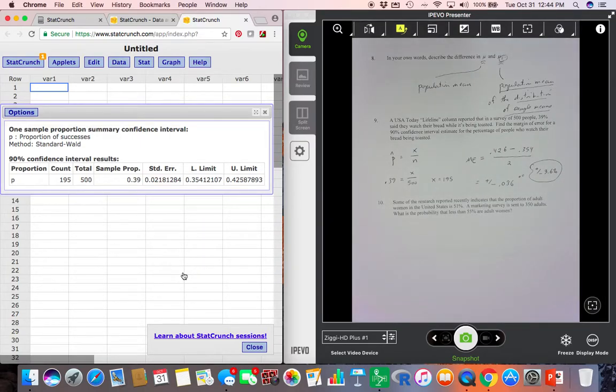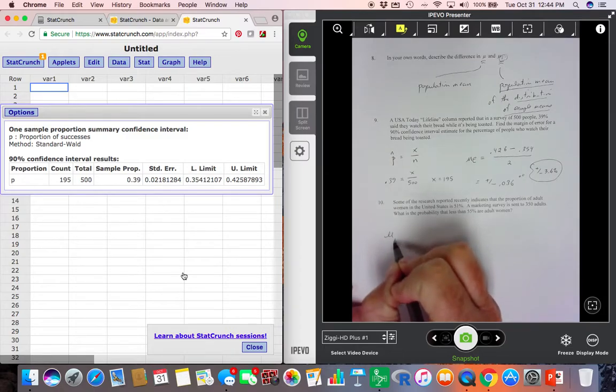All right, number 10, some of the research reported recently indicates that the proportion of adult women in the United States is 51%. I don't know what that means. So I guess of all the adults, 51% are women? I guess, okay. So a marketing survey is sent to 350 adults. What is the probability that less than 55% are adult women?